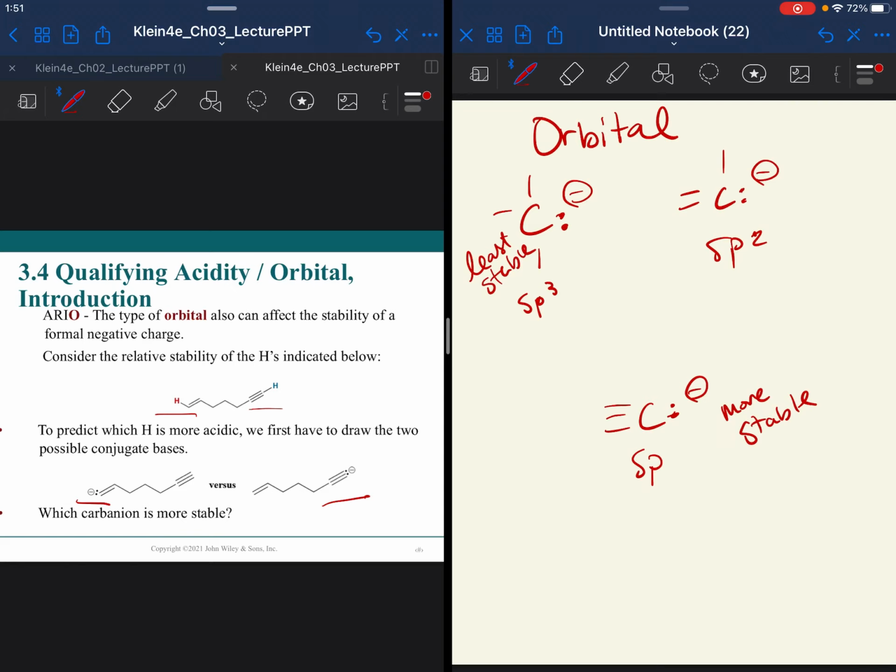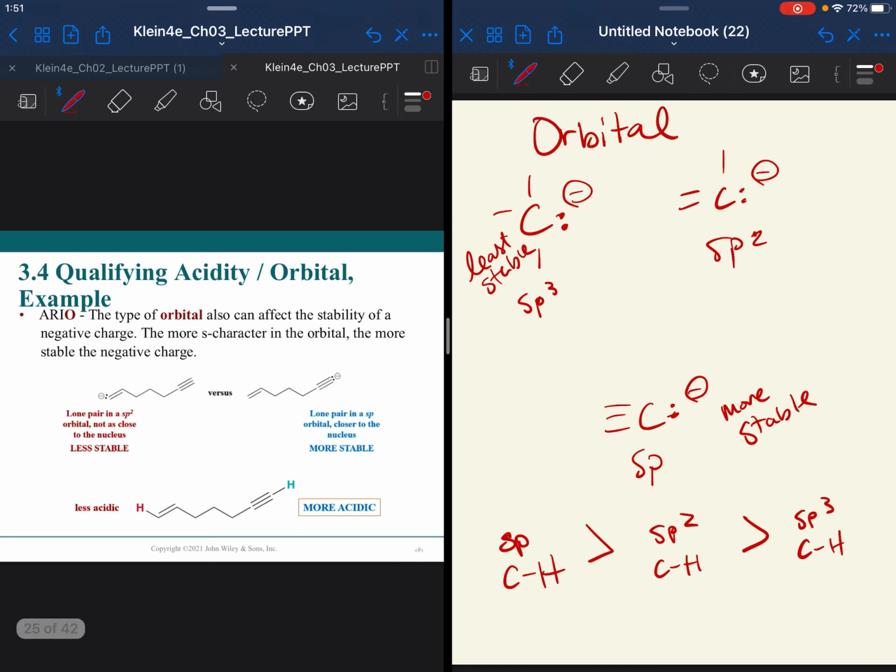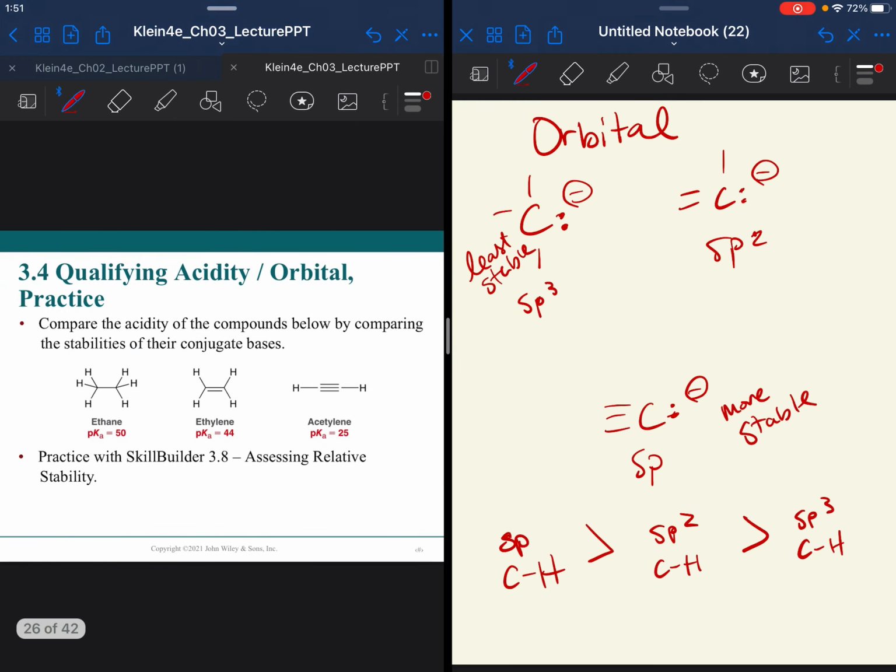And so the thing you really have to remember is that the sp-CH bond is more acidic than the sp2-CH bond, which is more acidic than the sp3-CH bond. And you can see that when you compare pKa's, right? We came up with that this one was more acidic because it was on the triple bond. When you compare the pKa's of ethane, ethylene, and ethyne or acetylene, the pKa's are drastically different.